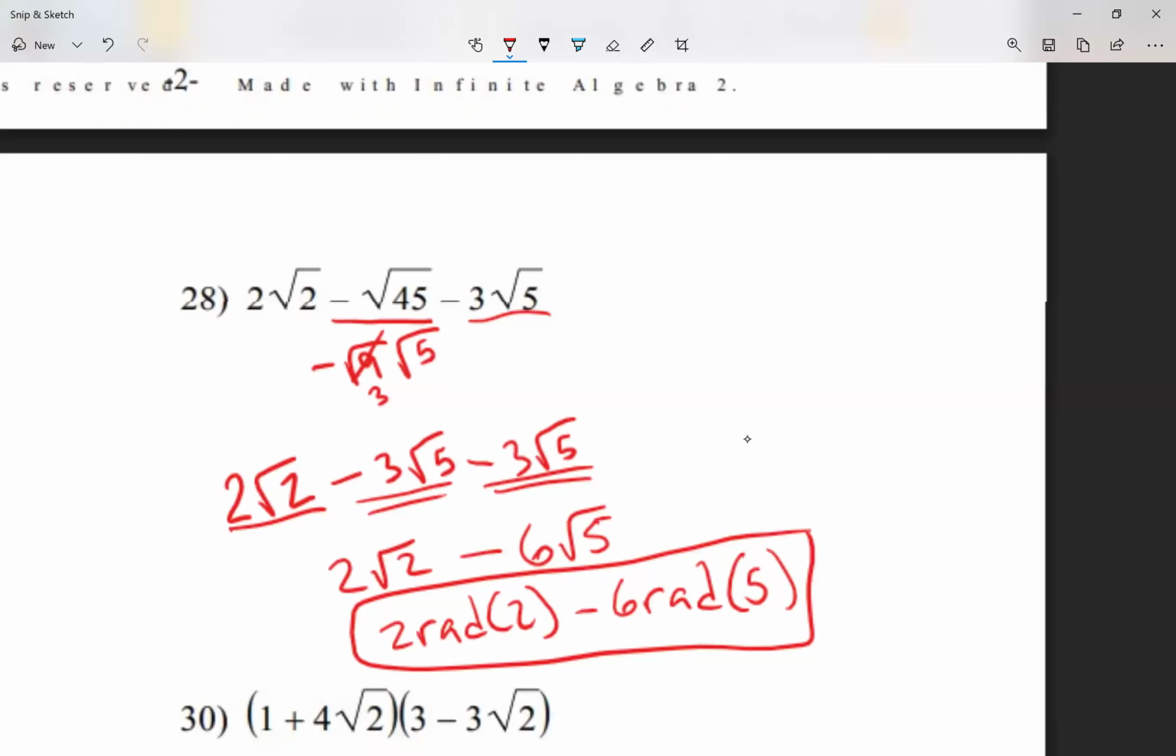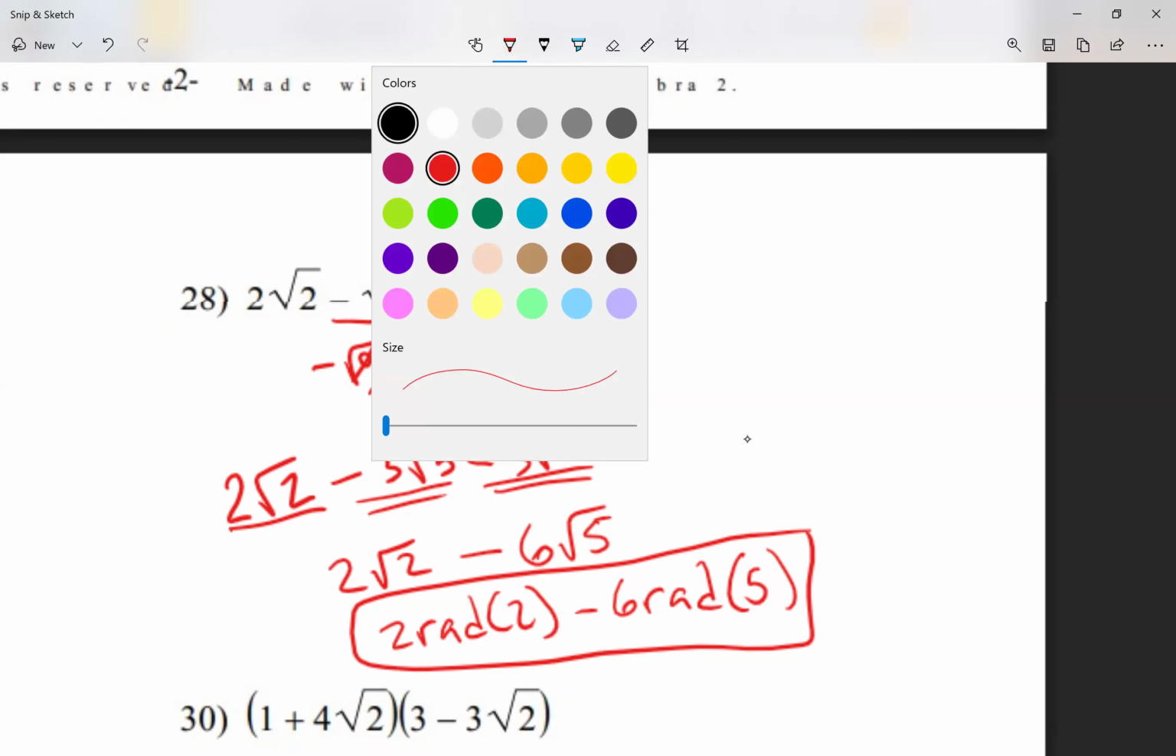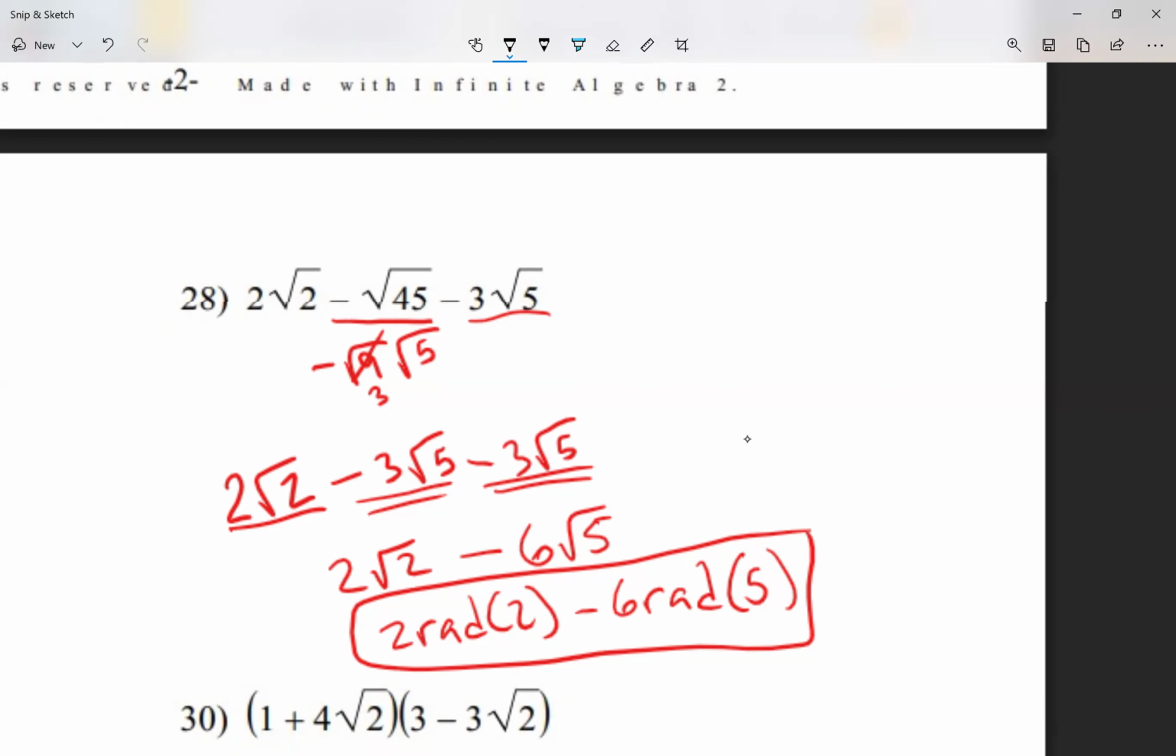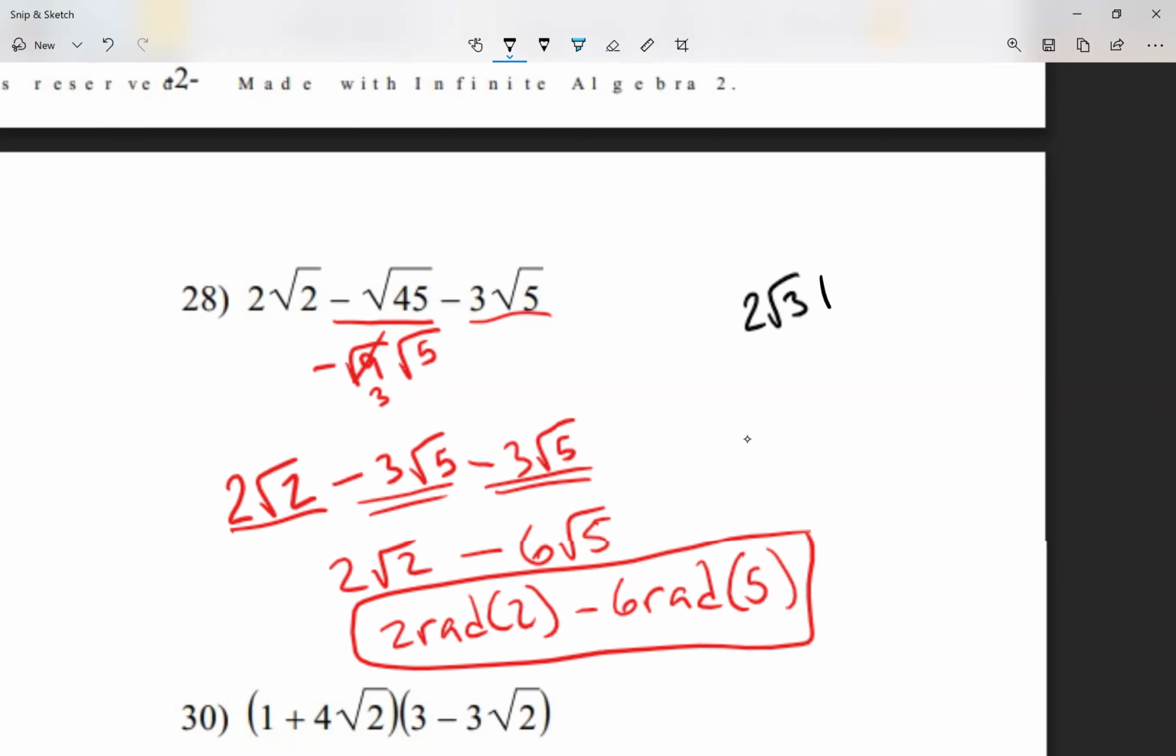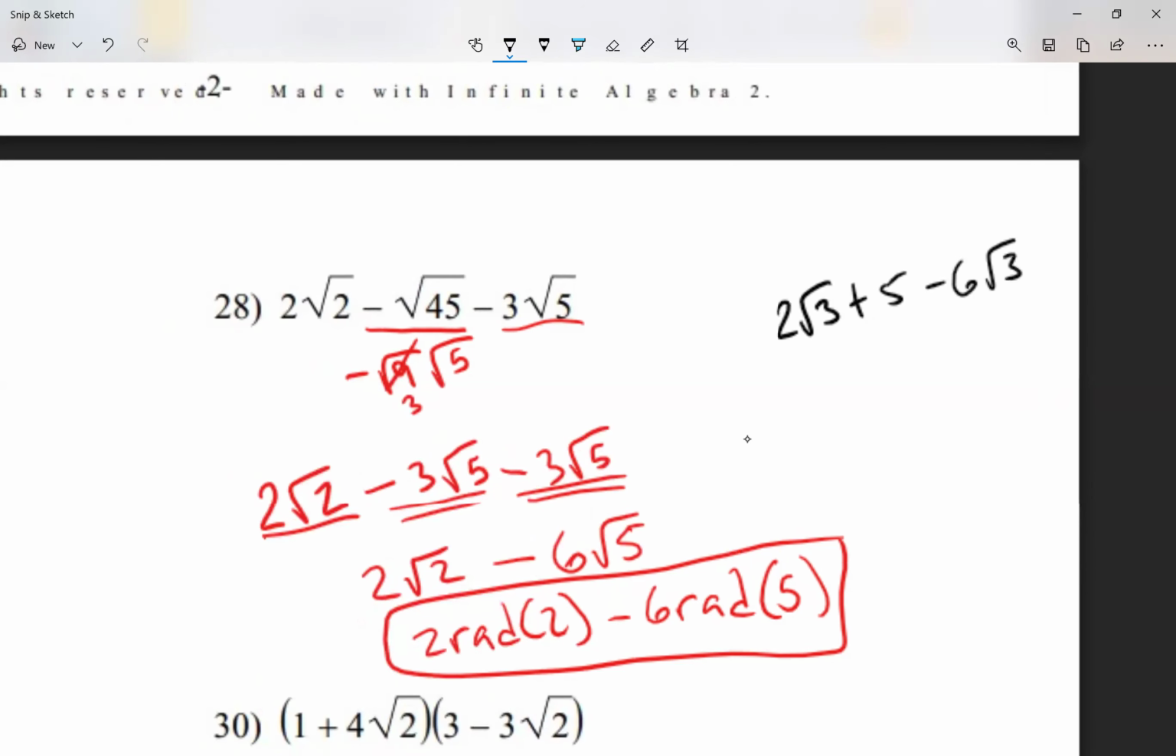Now, in your homework, some of your terms are going to simplify to whole numbers, no radicals. As an example, let me make another example here. Let's say I had 2 radical 3 plus 5 minus 6 radical 3. So I have like terms. What if I had something like this? Let me underline them. I see some terms that have radicals, but some don't have radicals.